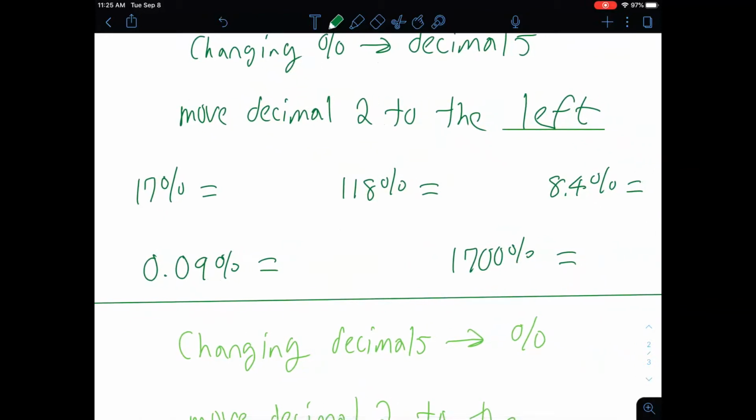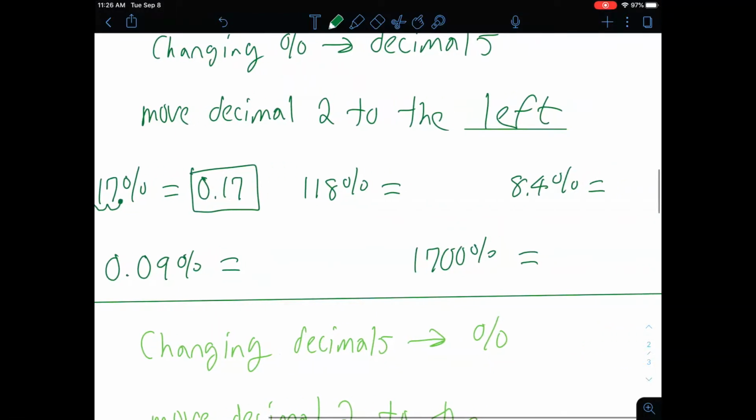But I'm confused. Where's the decimal for 17%? There is no decimal, so it's going to be at the end here. So we're going to move it 2 to the left. 1, 2. It's going to be 0.17. 118%, again, the decimal is at the end. It's right here. We're going to move it 2 to the left. 1, 2. 1.18 is the percent as a decimal.